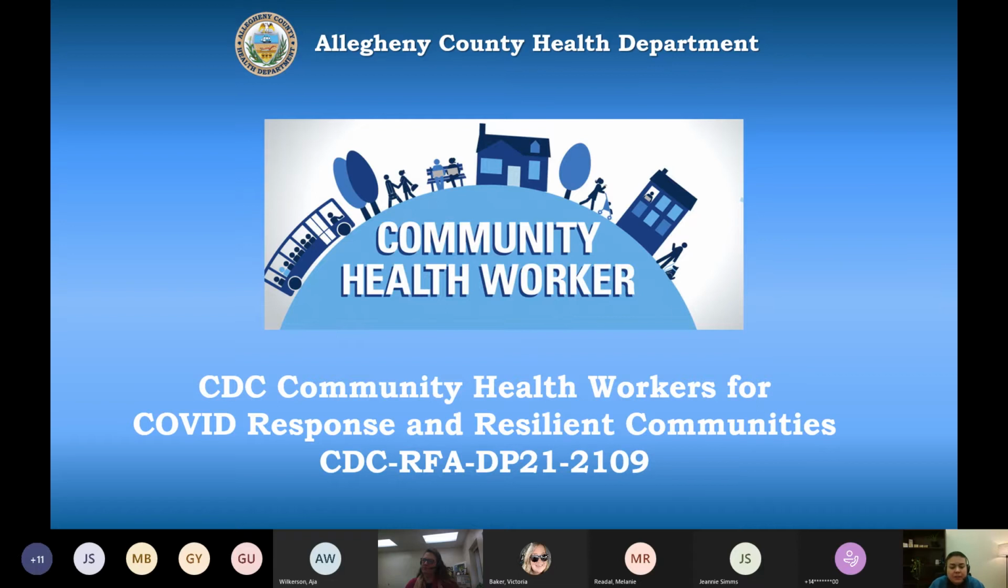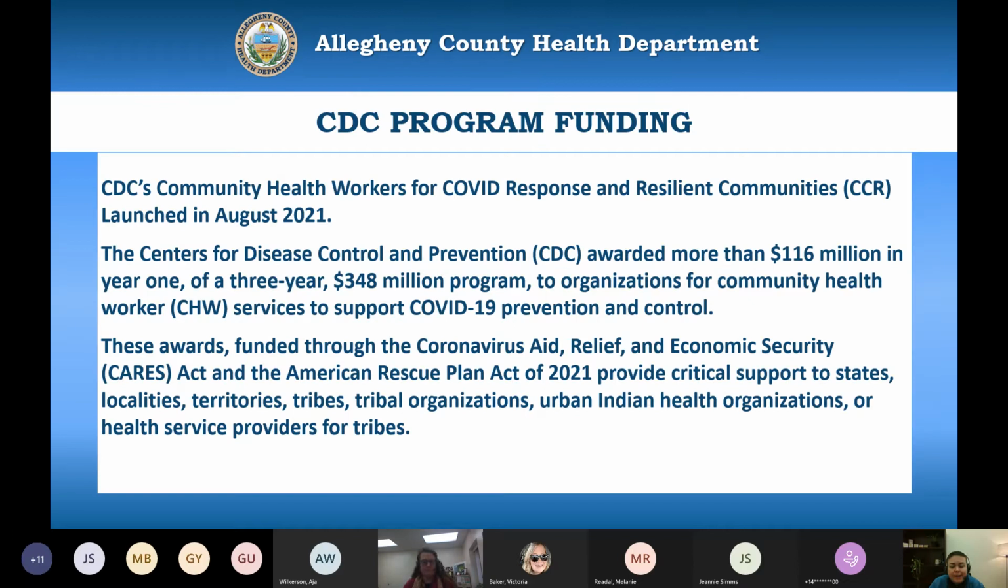This first slide is a little wordy and talks a little more about the funding. This program was launched in August of this year. The CDC program around community health workers for COVID response was awarded through the CDC, but funded through the CARES Act of 2021. It's a substantial amount of money going directly back into communities to help employ and then enhance local community health worker networks. And Allegheny County is really proud to be one of the recipients of this award.